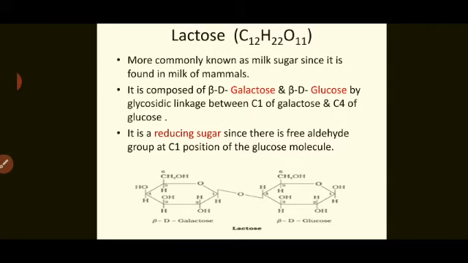This is composed of beta D galactose and beta D glucose by glycosidic linkage between C1 of galactose and C4 of glucose. Means lactose on hydrolysis gives one molecule of beta D galactose and one molecule of beta D glucose. This is also a reducing sugar since there is a free aldehyde group at the C1 position of the glucose molecule. Remember, it is the glucose molecule.